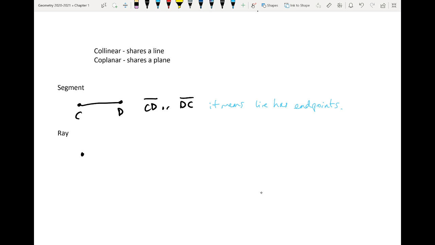Let me redo that, guys. So I have one endpoint, okay? And I have CD, but I have to write it this way, okay? CD has to be written as this. CD, you're going to start with the endpoint, okay?